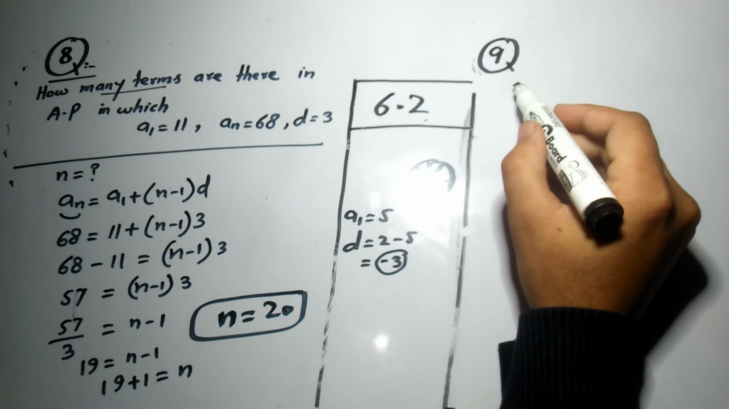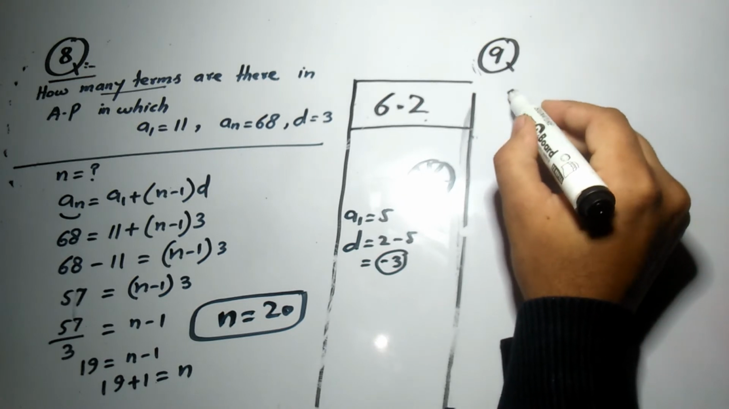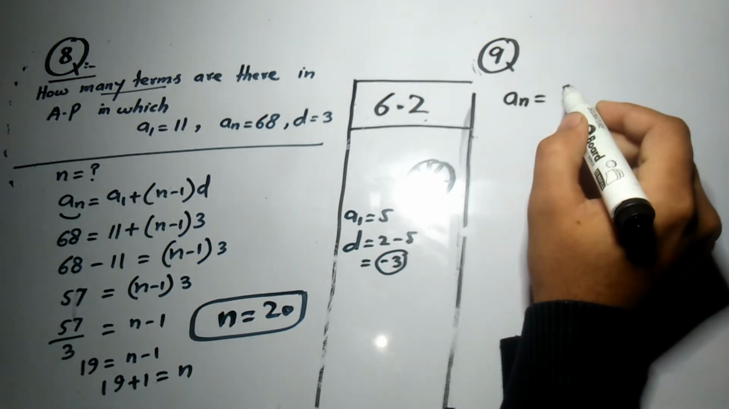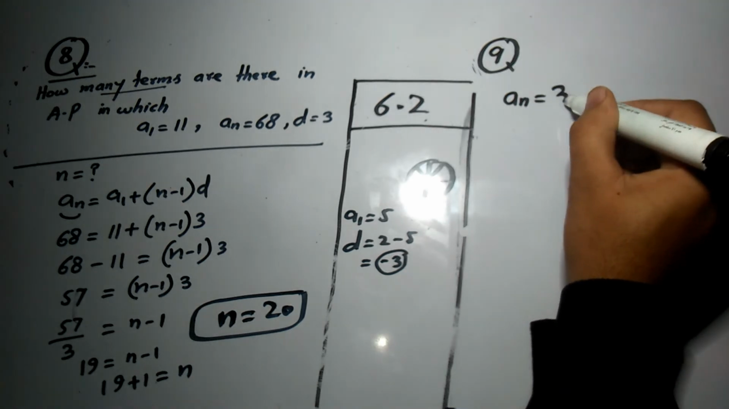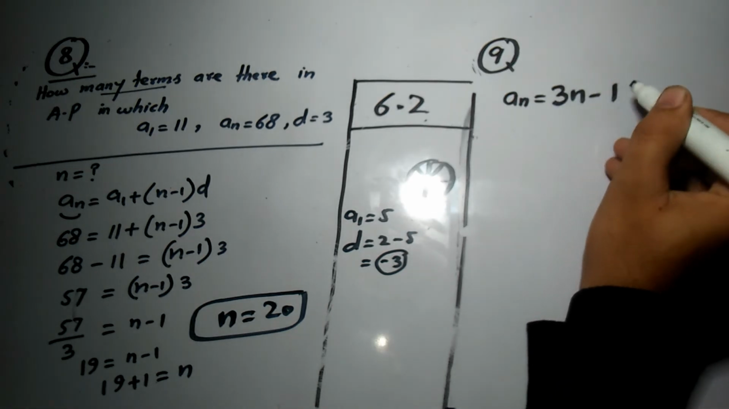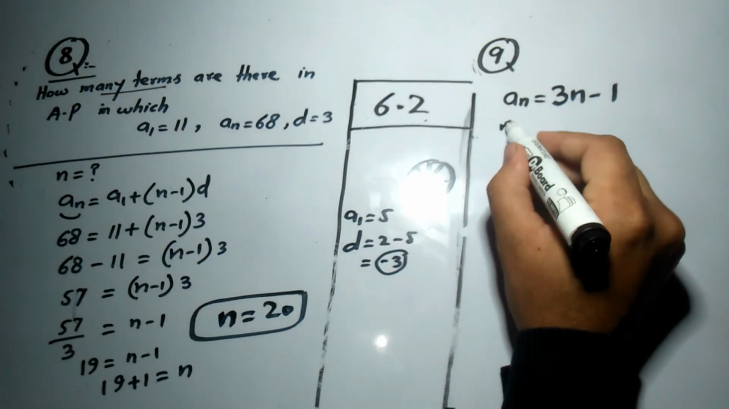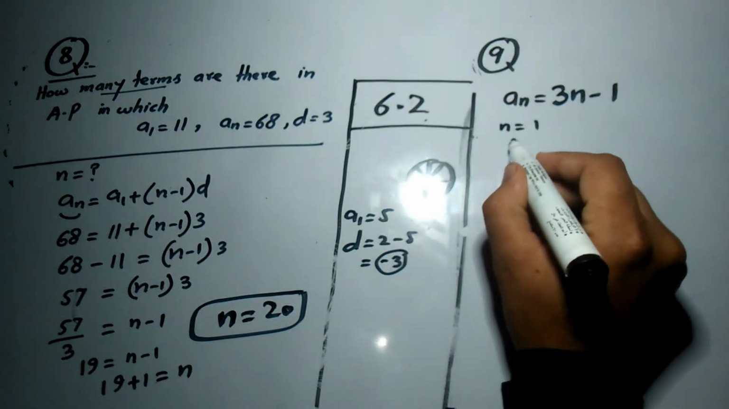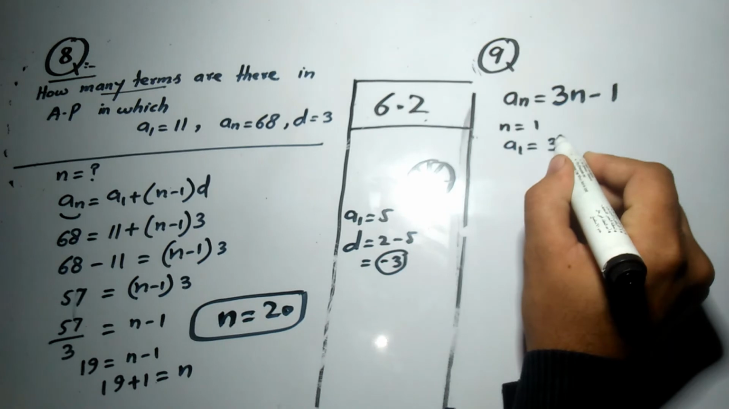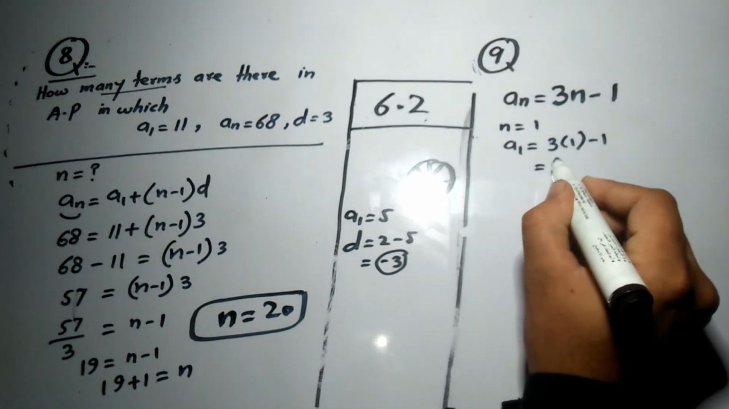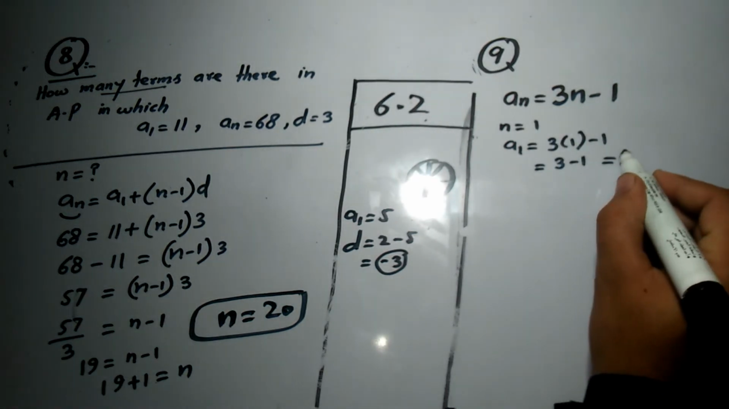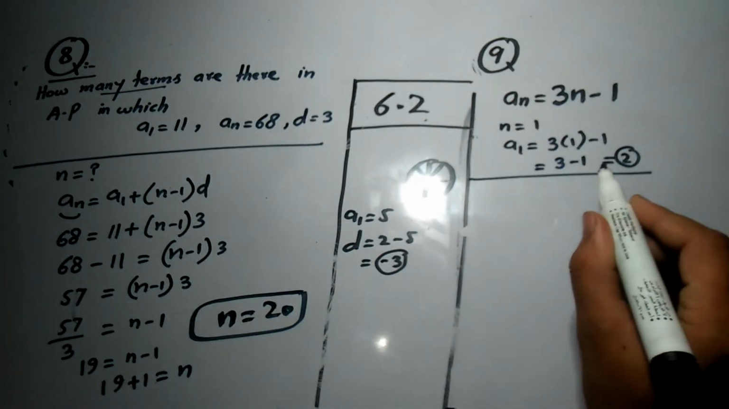Question number 9 is, if the nth term of an arithmetic progression is 3n minus 1, find the arithmetic progression. So for n equal to 1, a1 will be equal to 3 times 1 minus 1, which is 3 minus 1, equal to 2. This is the same as question number 1.